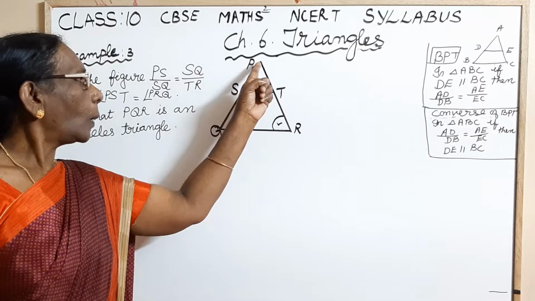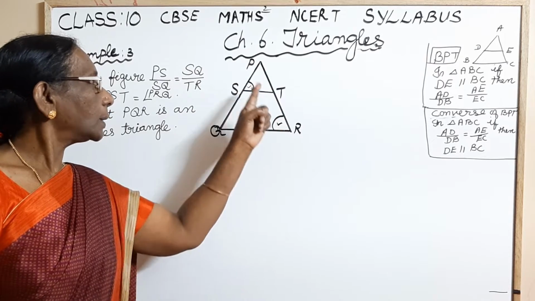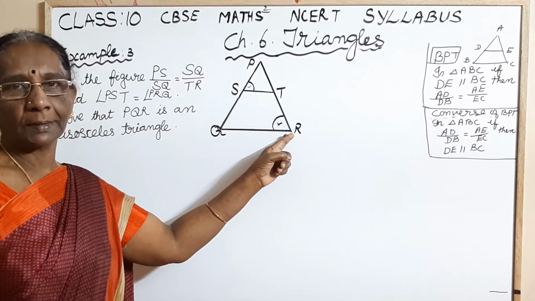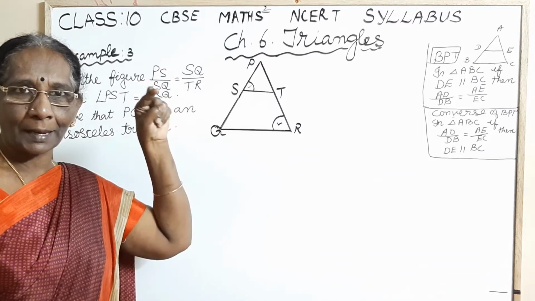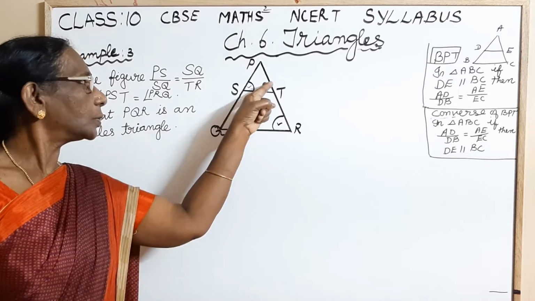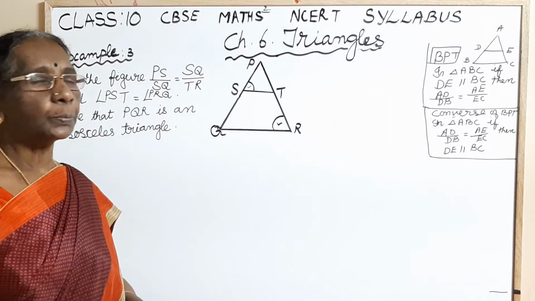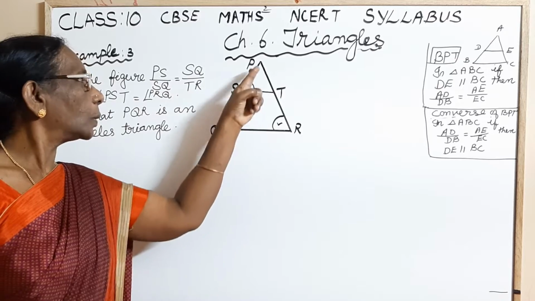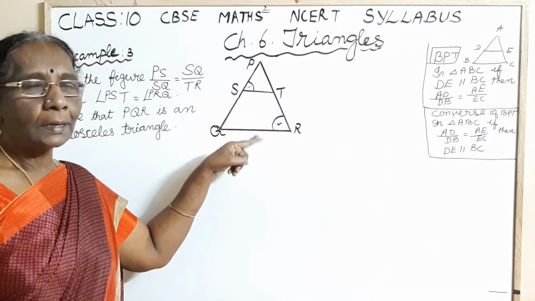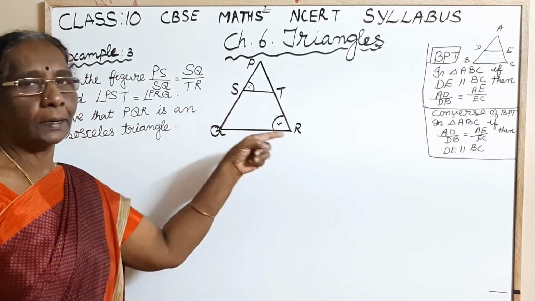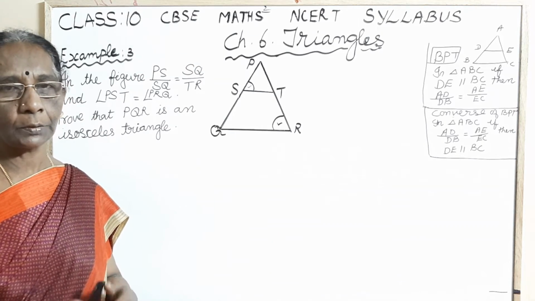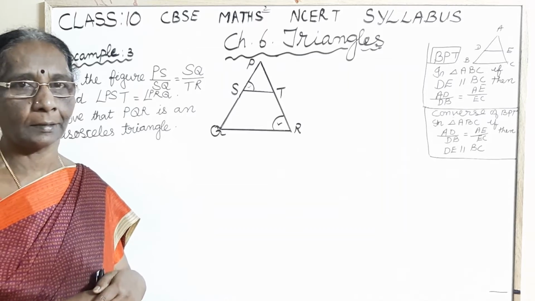In the same way, what is the angle opposite to this side? PR is the name of the side. So which letter is left in the name of the triangle? Q. So just see here, Q is just opposite to this side. So we have to prove angle PQR is equal to angle PRQ. If you prove these two angles are equal, then the sides are equal and then PQR is an isosceles triangle. Have you understood, children? We should know the property of the isosceles triangle.